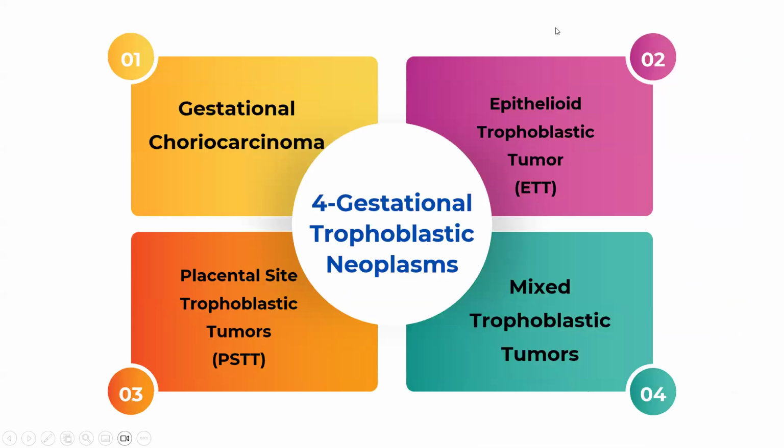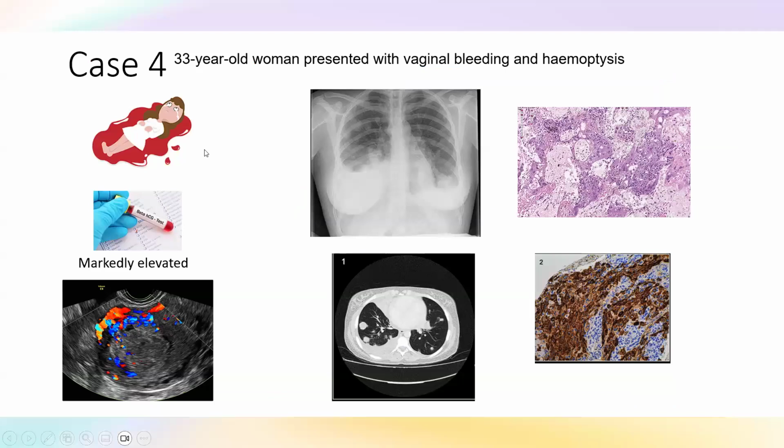And now we finally come to the most important topic for you today, which is the gestational trophoblastic neoplasms, the GTN. Actually, you have four entities: the gestational choriocarcinoma, the epithelioid trophoblastic tumor, the placental site trophoblastic tumor, and the mixed trophoblastic tumors. Okay, so we go for case number 4.